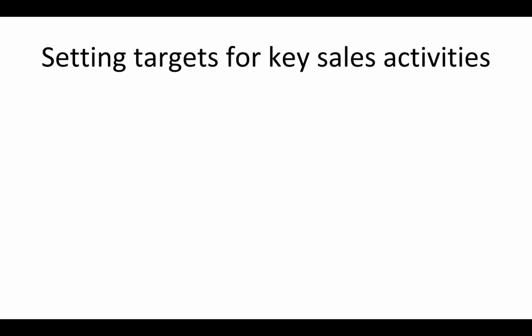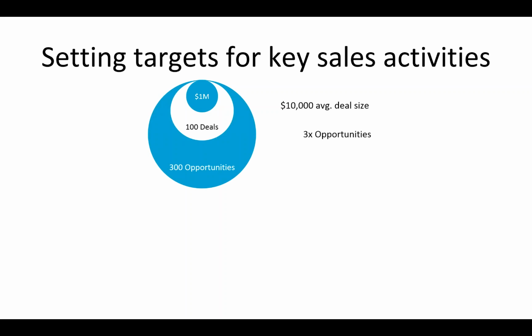Okay, so the way this works is you start with an end goal. So let's say that you want to book $1 million in revenue this quarter, and then you basically work backwards based on past performance to figure out intermediate goals in order to get to that end goal. So for example, if on average you have a $10,000 deal size, that tells you that you need to get 100 deals in order to reach your goal. Based on past performance, you may know that you need to get about 3 good opportunities for every deal you close. That means you need to get 300 opportunities.